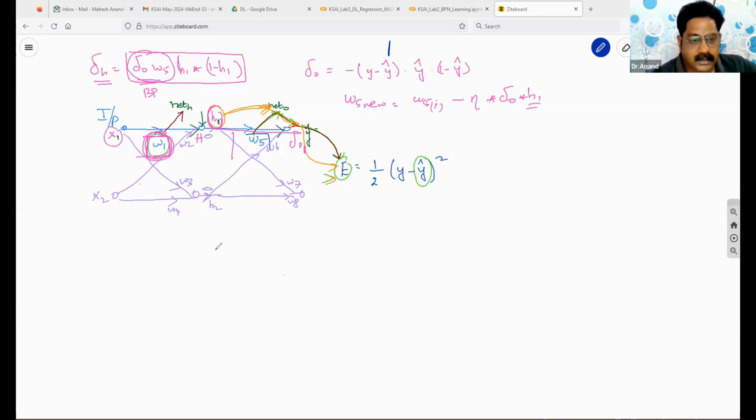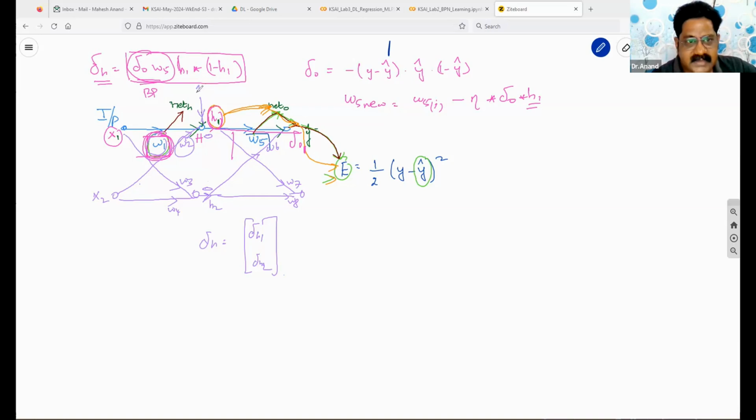So let us call, if it is like two neurons, your delta H dimension will be a two-value vector. Let us call this delta H1, delta H2. Using delta H1, you need to adjust W1 and W2, including this bias.